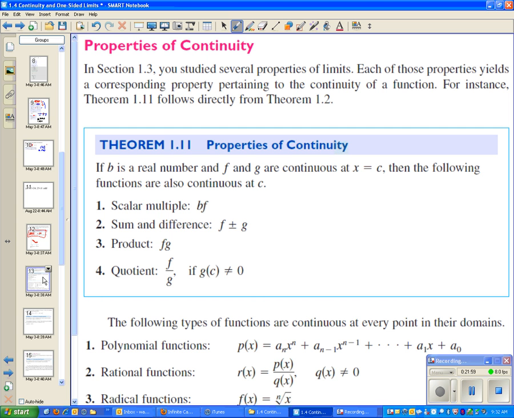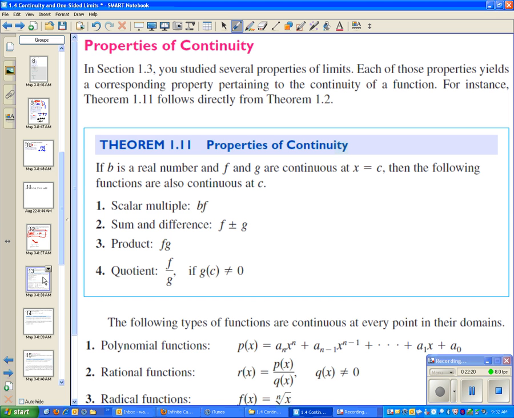Properties of continuity, on page 75. Now, we've studied properties of limits. Properties of continuity are similar. Shouldn't be real surprising because don't you have to talk about limits to really talk about continuity?